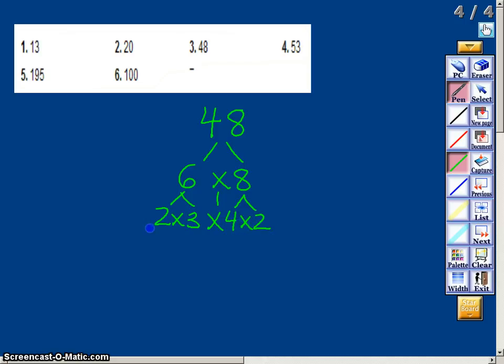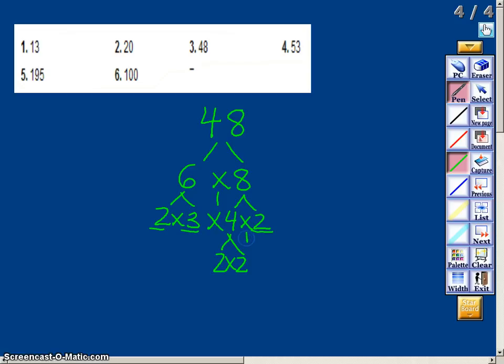So you can see that we have the number 2, the number 3, and the number 2, and those are all considered prime numbers. But we have the number 4 that still can be broken down even further. So we're going to break the number 4 down to 2 times 2.